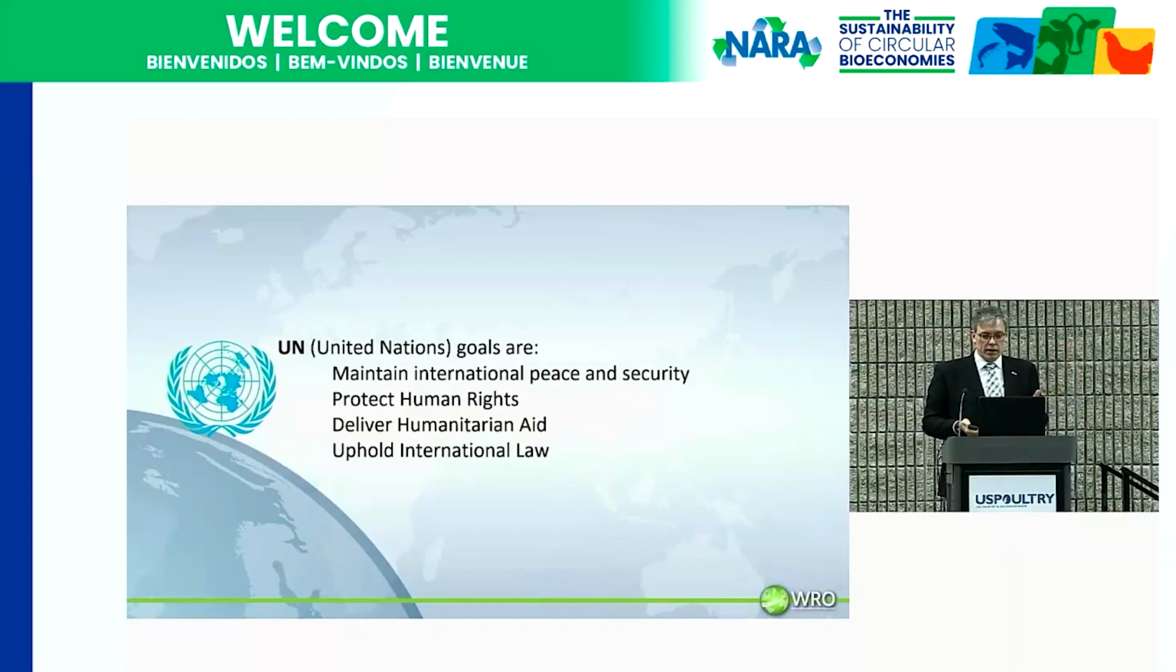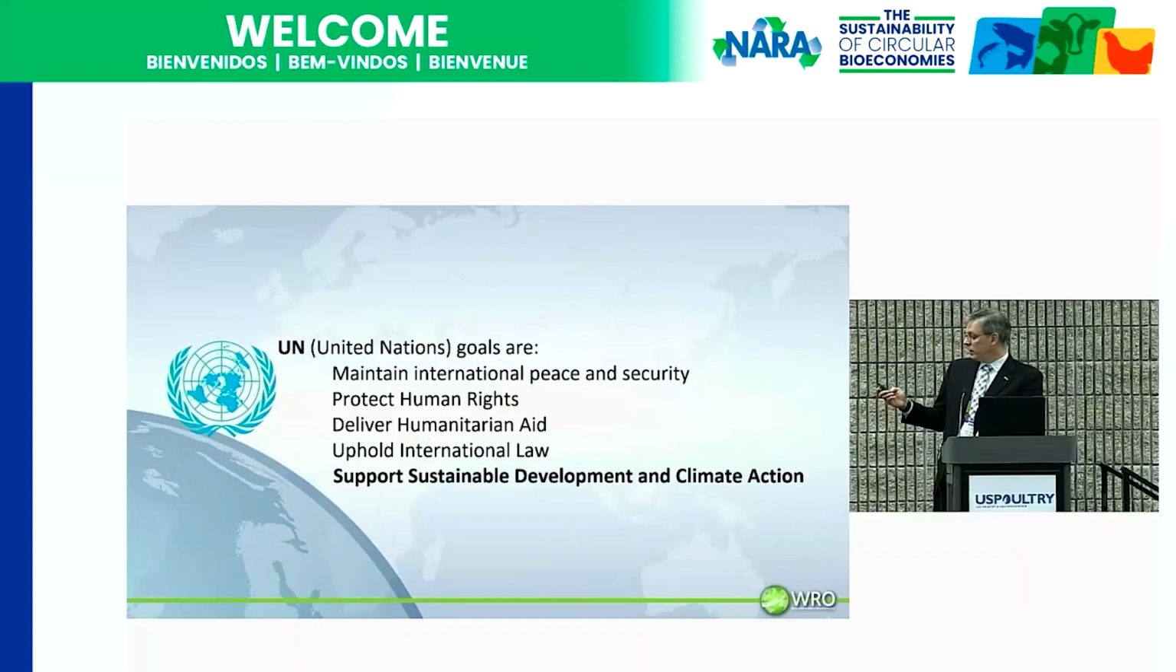To promote global stability and cooperation. The primary objective was to maintain international peace and security. This is what the UN was created for. But after the Rio Earth Summit in 1992 and the Kyoto Protocol in 1997, another goal was added: support sustainable development and climate action. So this is officially, since 2015, a United Nations goal. It's new in the United Nations goals.